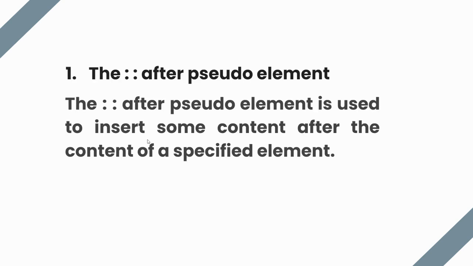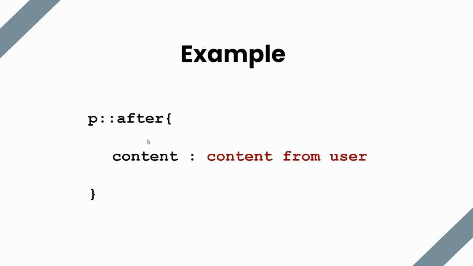So for the first pseudo element, we have the after pseudo element. And the after pseudo element is used to insert some content after the content of the specified element. So that's basically what this element actually does. You can use it to insert a particular content after the content of a specified element. That's the content that is being rendered by that element. You can add a content to it after it has been rendered.